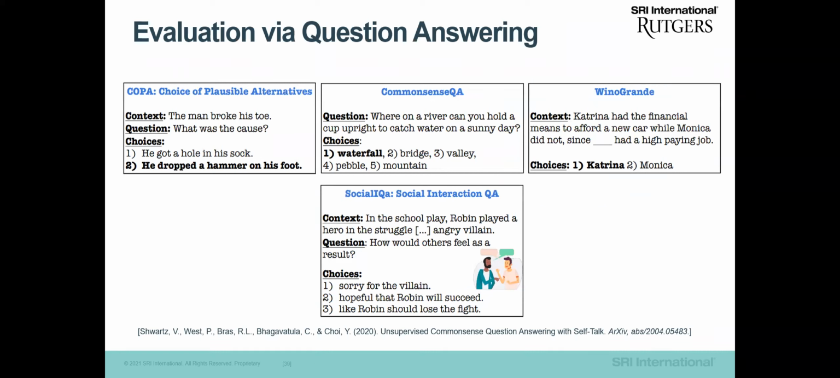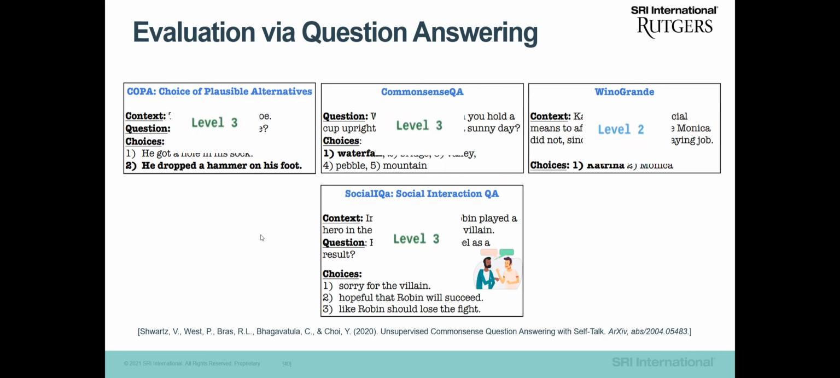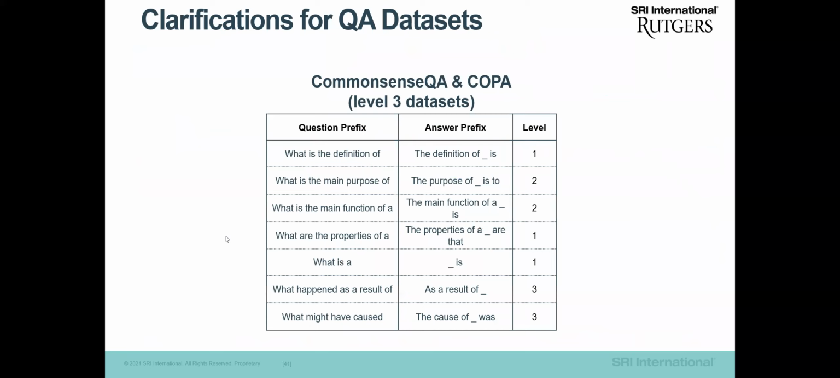Now, what we do is that we evaluate it over a bunch of data sets. There are various data sets. In the interest of time, I'll skip over the details of these data sets, but the names are quite self-explanatory. You have common sense, you have social interactions. It's about what would people feel, etc. And when you look at where these belong in the levels, you see something like Winogrande belongs at level 2, but common sense question answering belongs at level 3, etc.